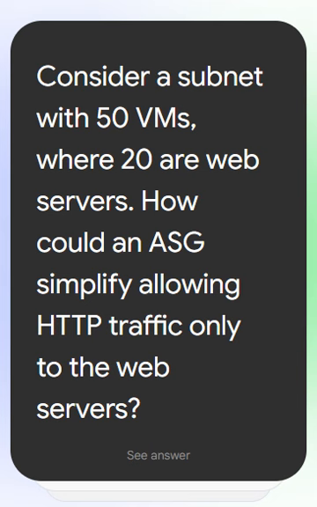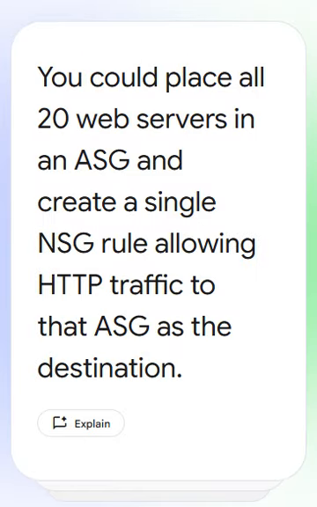Consider a subnet with 50 virtual machines where 20 are web servers. How could an ASG simplify allowing HTTP traffic only to the web servers? You could place all 20 web servers in an ASG and create a single NSG rule allowing HTTP traffic to that ASG as the destination.